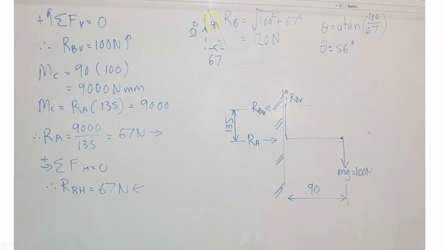This is 100. I know that this value has to be bigger than 100 because it's a hypotenuse. I can guess my angle is going to be about 60 degrees. I use Pythagoras' theorem to determine the answer is 120. Again, my estimation works. I used arctan of 100 divided by 67, which gives me 56 degrees. Happy with that. Okay, that is the end of what I want to talk about with couples.